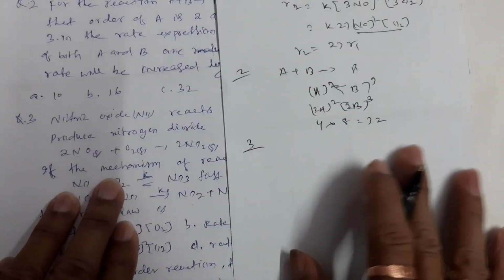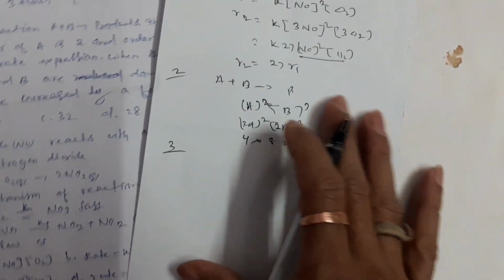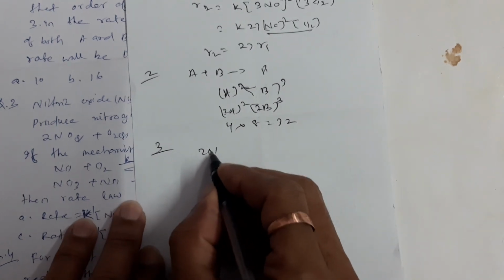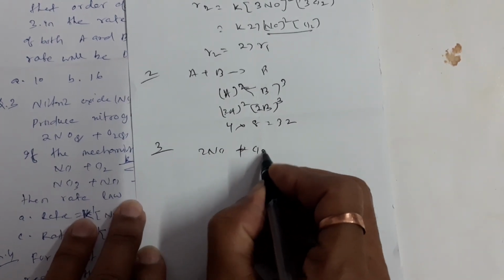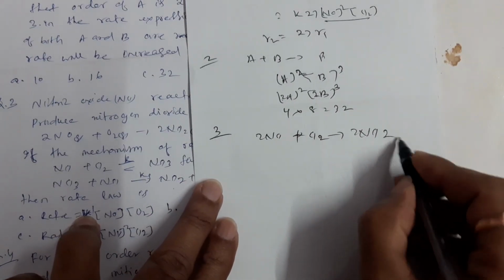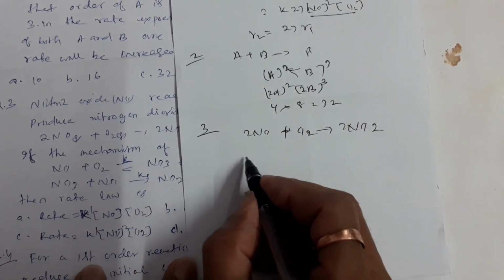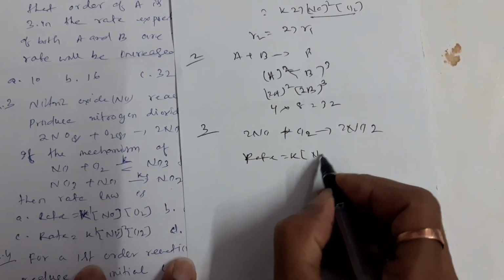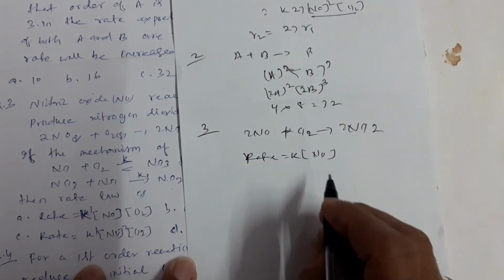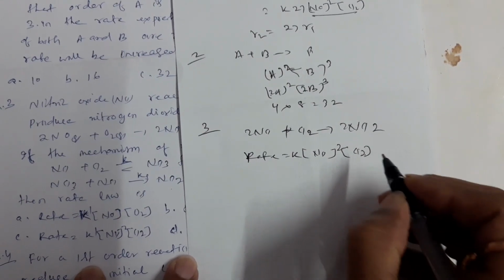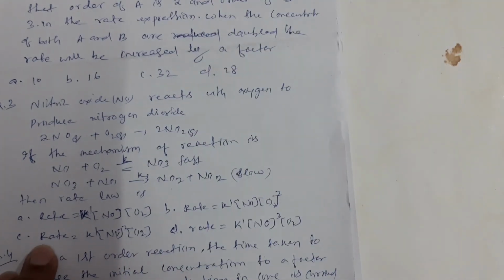So what happens? Question number 3. You find the rate of the reaction. The main reaction is 2NO plus O2 giving 2NO2. So you should not get confused. Rate is equal to K[NO]²[O2]. So choice C is the correct answer.